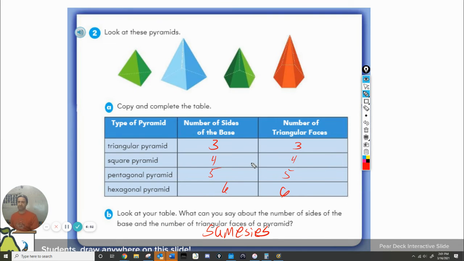Samesies. That's an official math term, is samesies. When you get to 6th grade next year, make sure you tell like Mr. Freeze or whoever else teaches at Southview or Valley View that samesies is an official math term according to Mr. McCarthy. True story. All right, let's carry on.